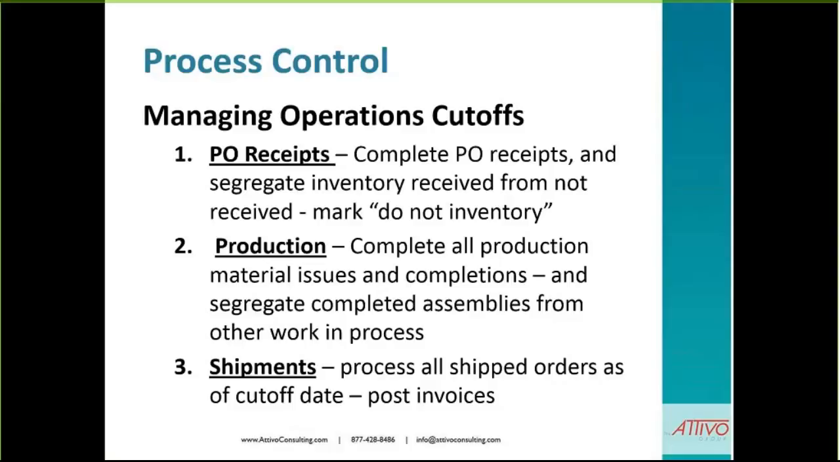Next we have production. We want to complete all production material issues and completions and segregate completed assemblies from other work in process. And again, this is more important when we're talking about a physical inventory as opposed to a cycle count. We're going to go through in a minute the ways of setting up a cycle count, but the physical inventory, some people call it a wall-to-wall inventory or an encountered inventory. I want to make sure that everything in that plant, everything in that warehouse, everything in that location is counted and input.